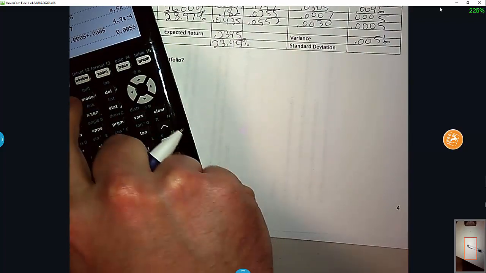And then I'm going to go back because I missed this to take 0.0007 multiplied by 0.7 to get 0.0005 again. So I'm going to add all these up. That's going to be my variance. 0.0046 plus 0.0005 plus 0.0005 gives me a value of 0.0056. Then I'm going to take the square root of my variance, .0056, to give me my standard deviation of 7.48%.